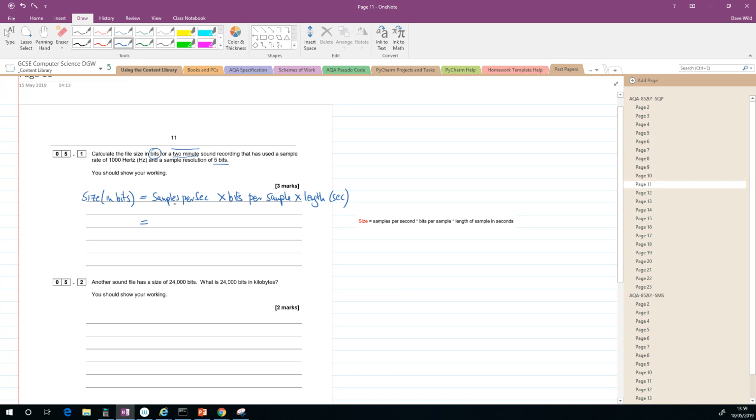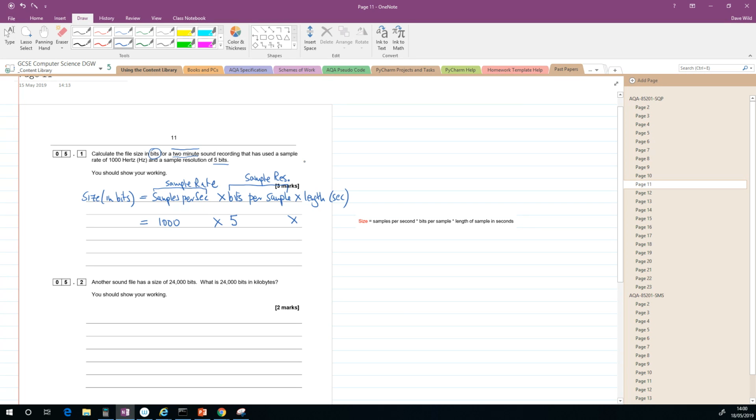Samples per second. Well, that's the rate. This is the sample rate. So another word for that is the sample rate. And what is the sample rate? That's 1000. Okay, times bits per sample. That's the sample resolution, that bit. So sample resolution. So that's 5. Multiplied by the length in seconds.